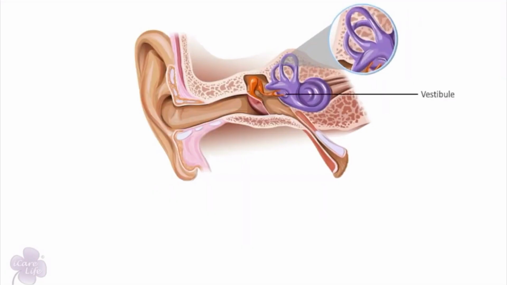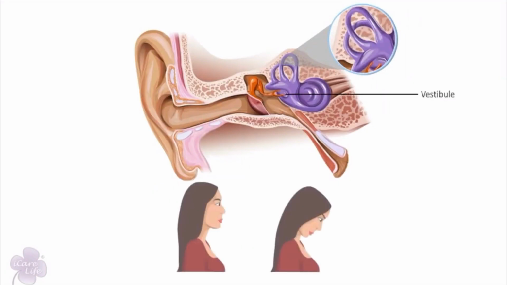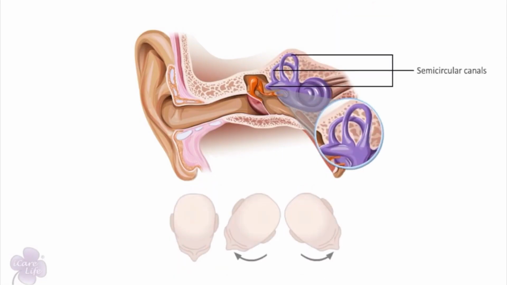The vestibule helps the brain understand any linear movement of the head. The semicircular canals help the brain understand any movement if head moves at an angle.